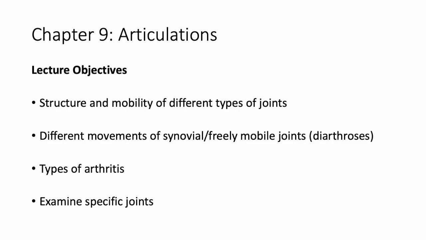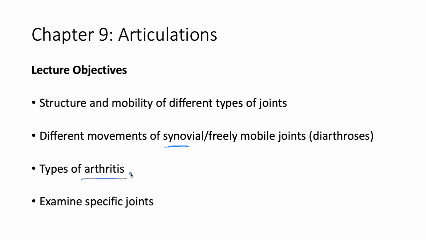In this chapter, we'll look at the structure and mobility of different types of joints, the movements you can do at synovial joints in particular, and we'll define what that is as we go. For a clinical portion, we'll be looking at the different types of arthritis. So arthritis would be swelling, inflammation of the joints. And finally, we will examine a couple specific joints.